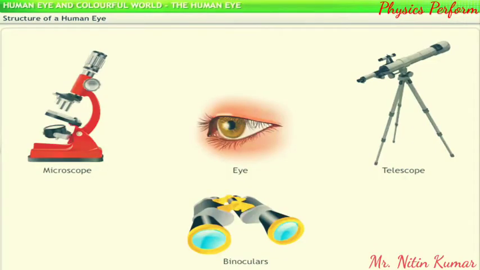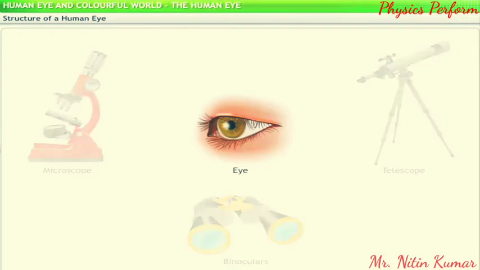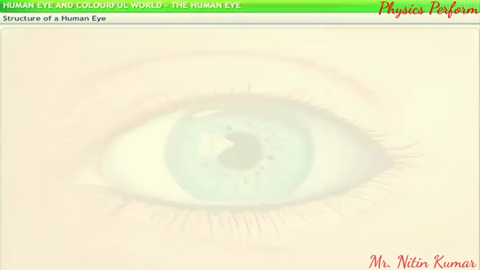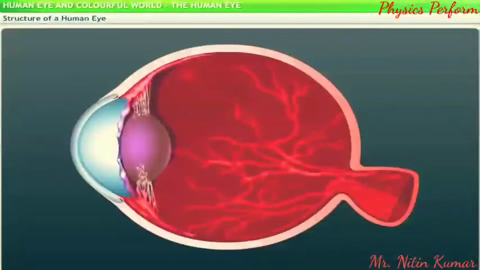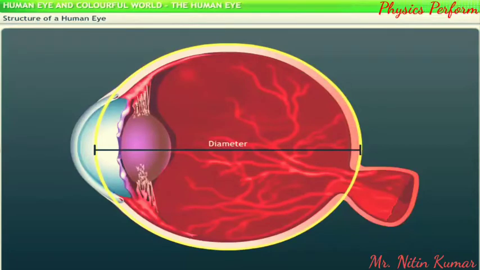considered an optical device, that is, an instrument of vision that detects light. Let's look at how this optical device works. First, we'll examine the structure of the eye. A human eye is spherical in shape, with a diameter of approximately 1 inch. It constitutes about 30 major and minor parts.